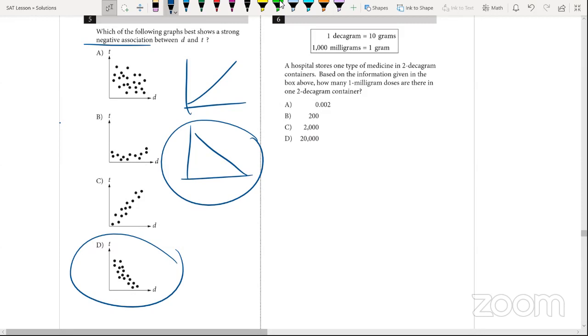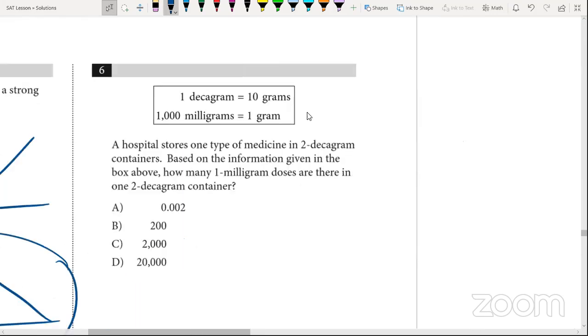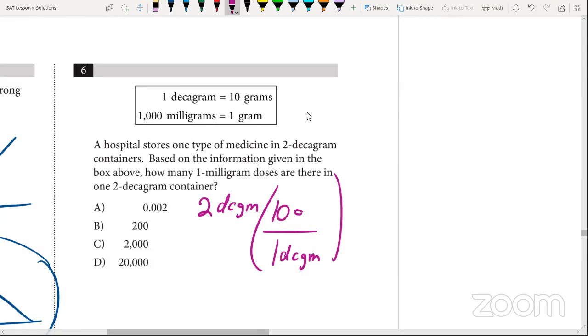Looking over to number 6 now. A hospital stores 1 type of medicine in 2 decagram containers. How many 1 milligram doses are there in 2 decagram container? So a lot of purposeful confusion, but we're talking about 2 decagrams. And the chart says that 1 decagram is equal to 10 grams.